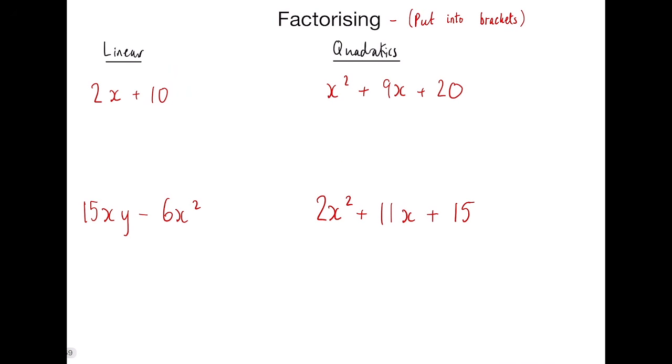Now we have the opposite of expanding. So we're putting them back into brackets now. What we want to do here is scan along and look at the numbers. Do we have any common numbers that we can take out? And in this case, we have a 2.